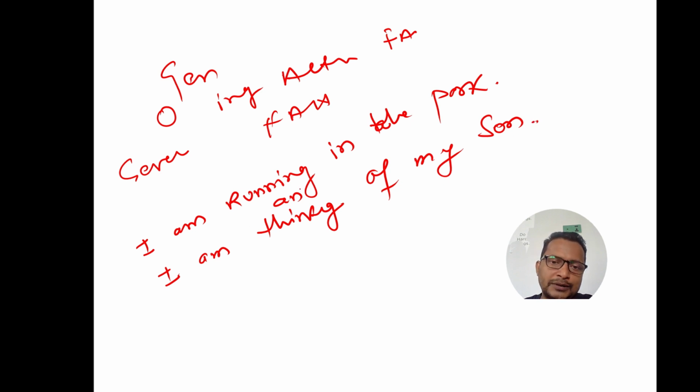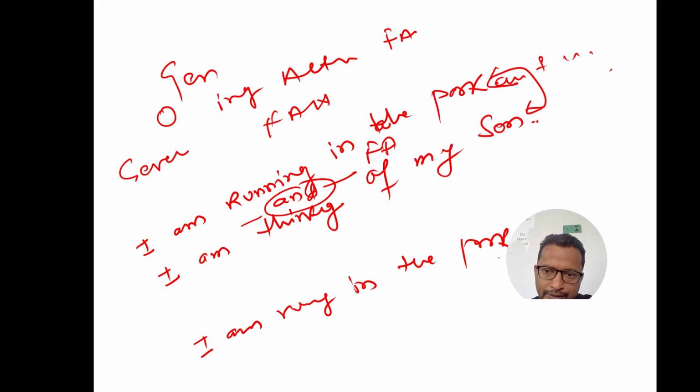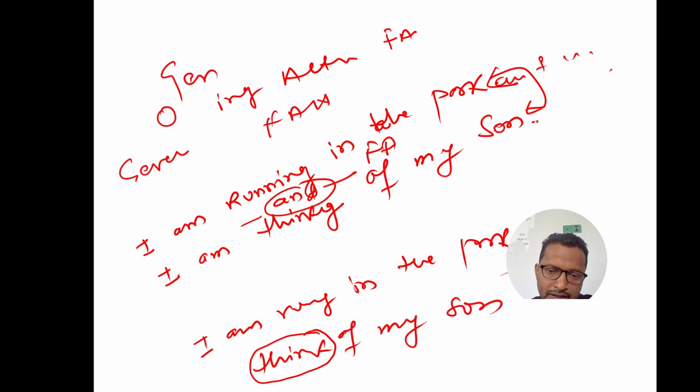If you use fanboys, you can say I am running in the park and I am thinking about my son. Now, if you don't want to use fanboys, but you still want to connect the sentences, then use gerund. So if you want to connect these two sentences using gerund, what would the sentence look like? Look here: I am running in the park, thinking of my son. See, this thinking is the ing form of the verb. It connects two sentences to make one full sentence.